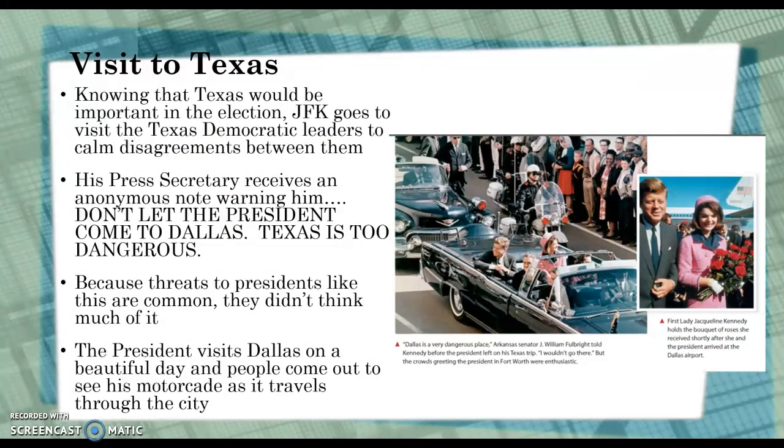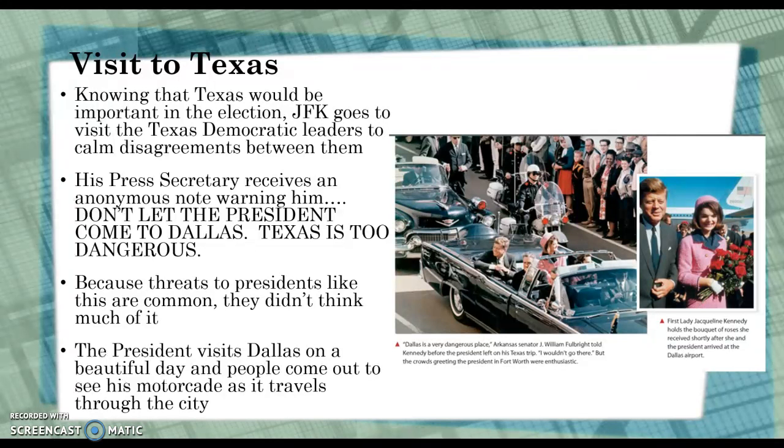There was a visit. He and his wife made a visit to Texas. So as you know, presidents often travel around the country and make appearances. And with the Kennedys being such a popular presidential family, they often traveled to greet Americans all over the United States. So, knowing that Texas was going to be an important state for him in the next election, he wanted to get out there and talk to people. He traveled to Texas to visit with some Democratic leaders and to calm disagreements they were having amongst them.